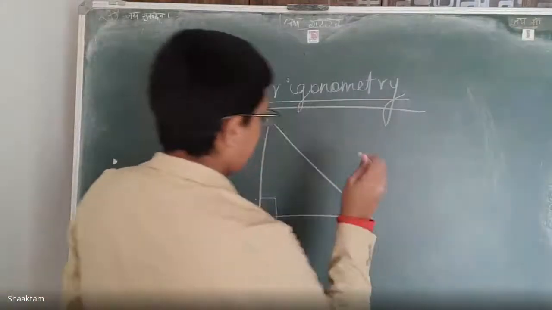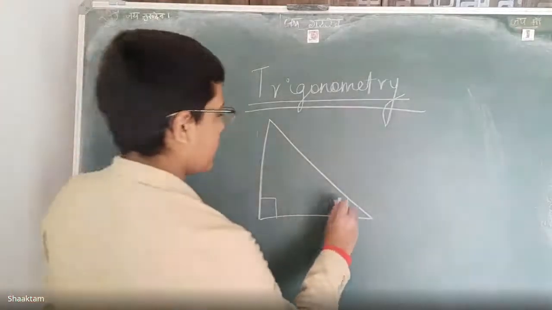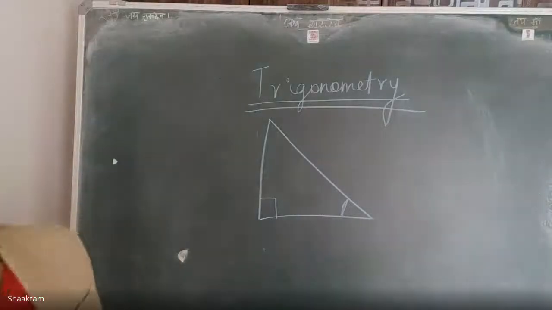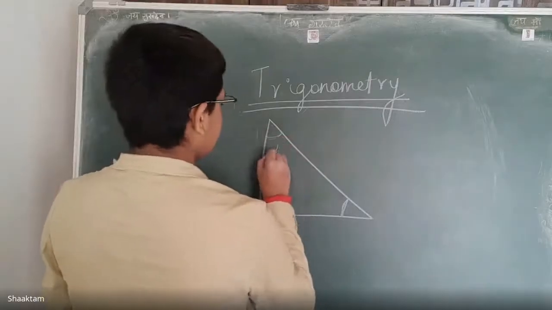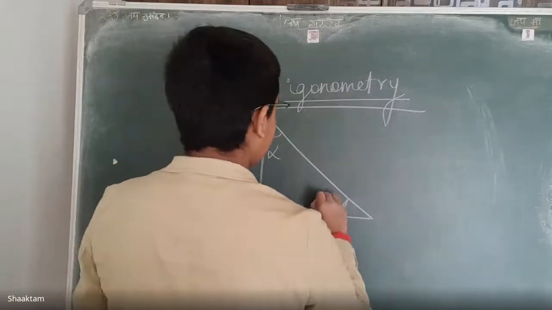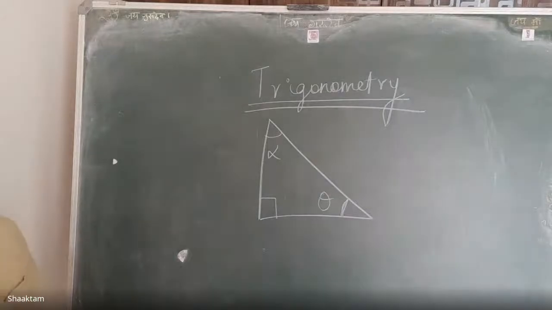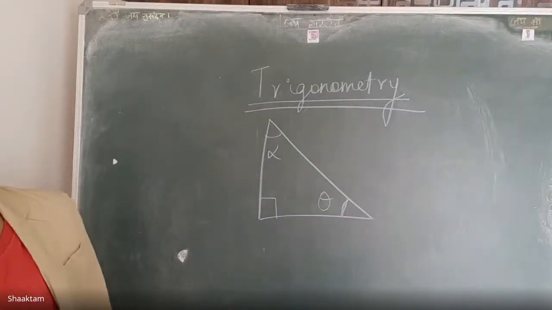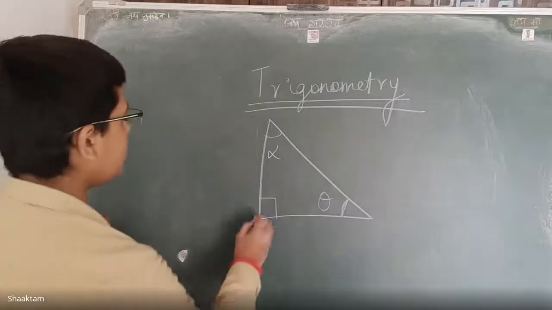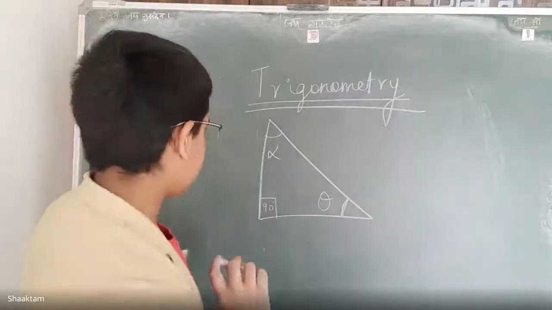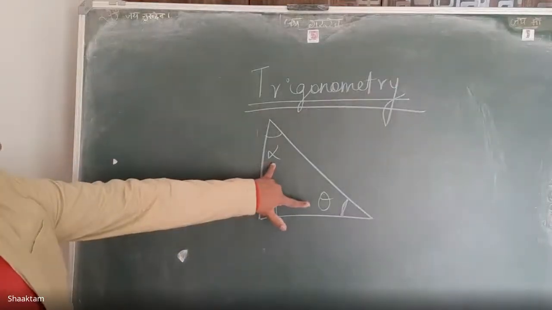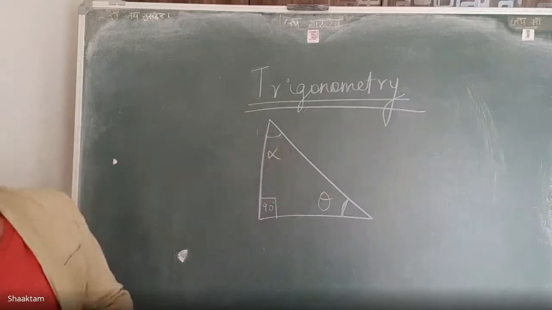Now, can anyone tell me, Ajinkya? Yes. Okay. Let this angle be alpha, let this angle be theta. Now, Shreyansh said that the sum of all the angles should be 180 degrees. Correct? Okay. If I know that this angle is 90 degrees, everyone please hold your answers, because it may seem like a sissy question to some people. What can you think will be the sum of alpha and theta?